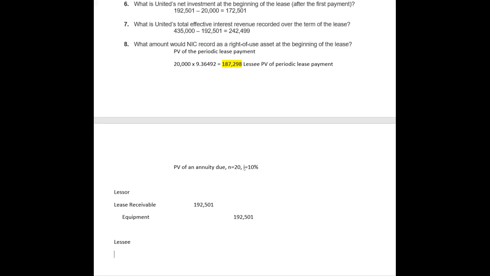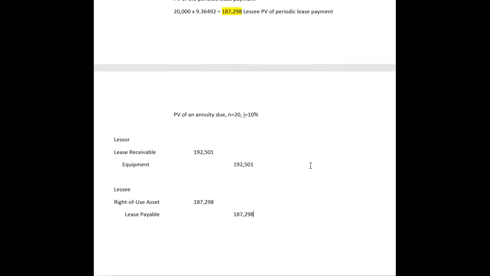What would the lessee do? Well, the lessee would record the right of use asset here, and they would record that for the $187,298, and then they would hit the lease payable. Notice they are different, because we as the lessee are not anticipating that $35,000 residual value. Okay, so that creates that slight difference. It's not a huge difference, because $35,000 when you bring it back to today's dollars for 20 years isn't a huge number. But that's what creates the difference there.